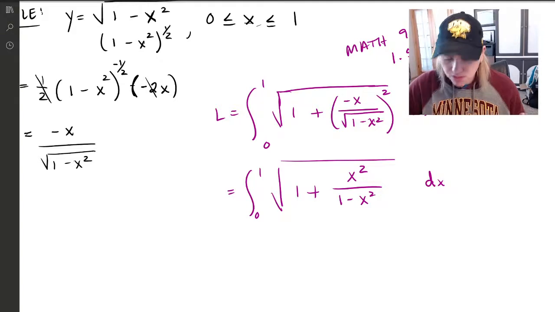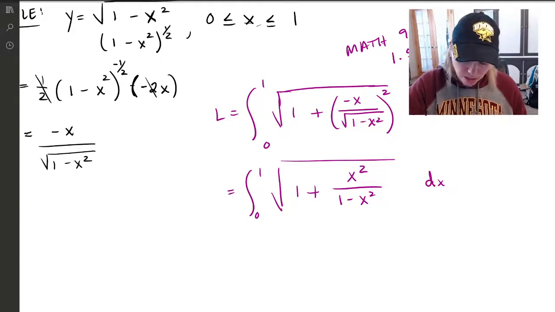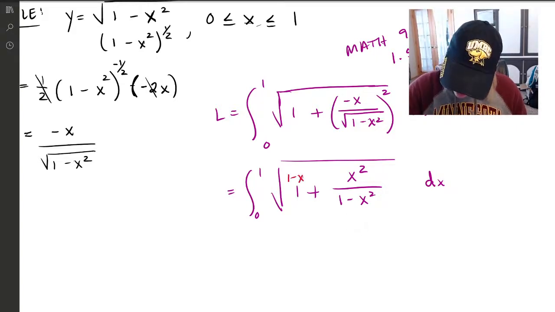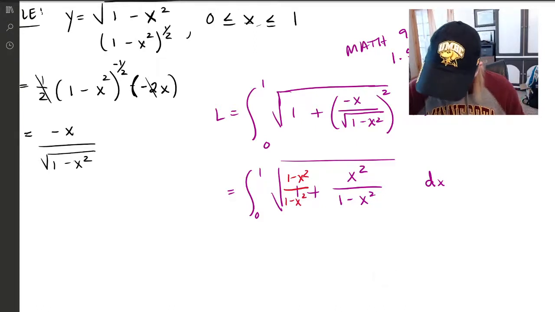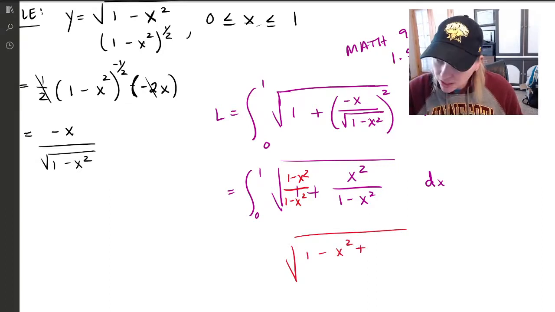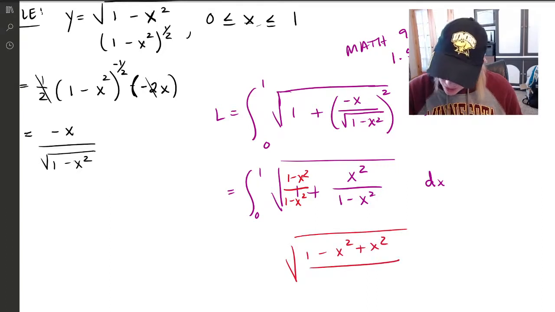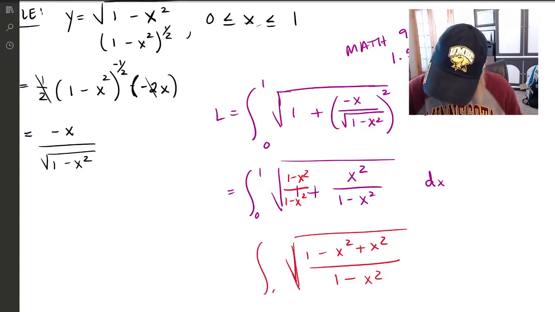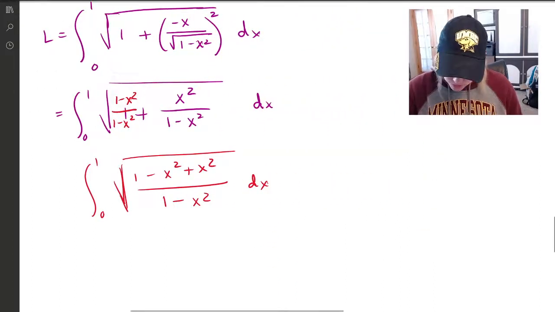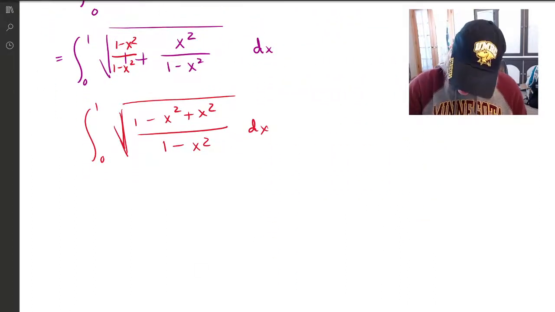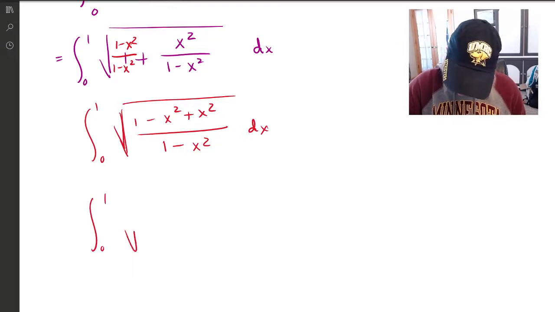So now what I'm going to do is get a common denominator. I'm going to combine everything up. So I'm going to make this 1 minus x squared over 1 minus x squared. It's a form of 1. And when I do that, I can combine everything here. It becomes 1 minus x squared plus x squared, and those are going to cancel away, all over 1 minus x squared, dx. Now as I keep on moving through, this numerator turns into 1 over 1 minus x squared.